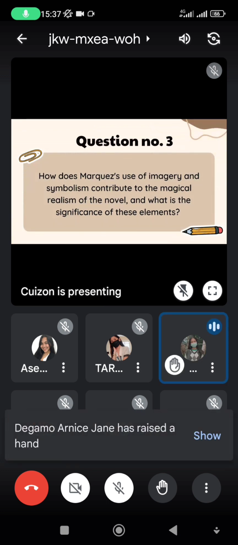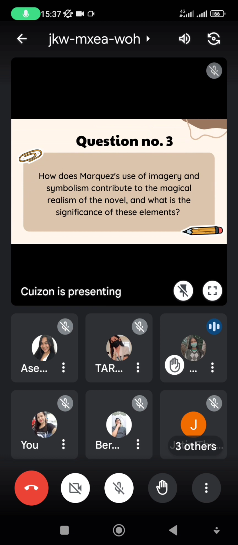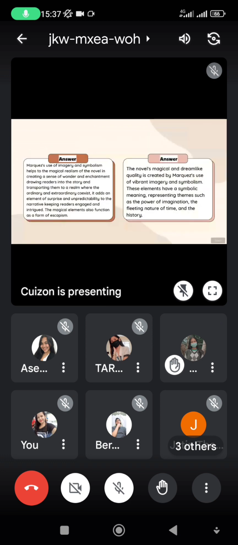So let us proceed to question number 3. How does Marquez's use of imagery and symbolism contribute to the magical realism of the novel? And what is the significance of these elements? So here's our unified answer.